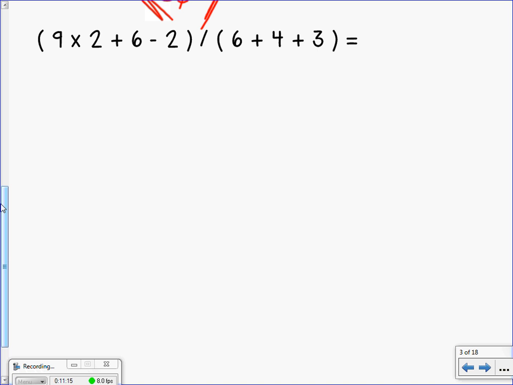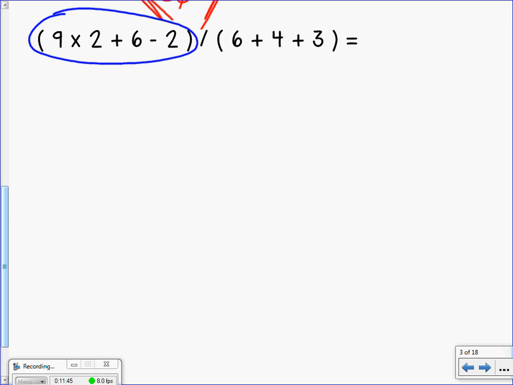Okay, so PEMDAS, what do I need to look at first? Jillian? Parentheses. Oh snap, there's 2 of them. Read it like a book. We're just going to start with this first parentheses, and once we get that taken care of, then we're going to look at the next one. Parentheses, we're going to do this one first.